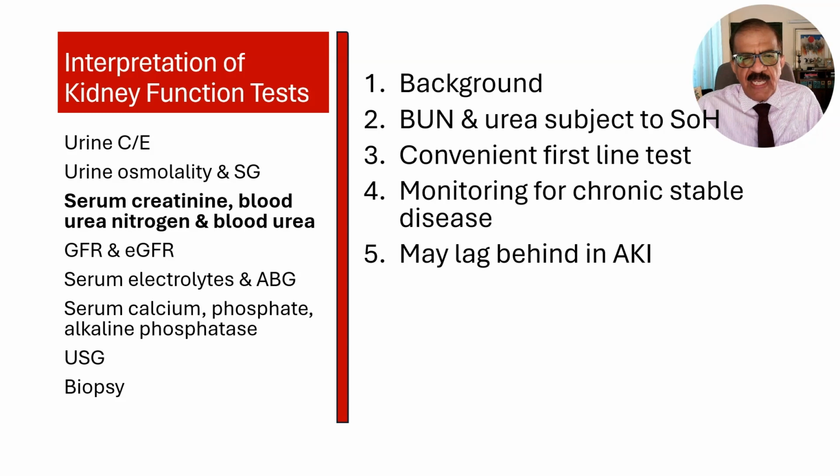In the acute setting, it may lag behind. In acute kidney injury, for example, if somebody has acute renal shutdown, there are many reasons why one could have it. In that condition, your GFR may be very low, but for a certain time your creatinine may still be normal, because creatinine increases by 1 milligram a day. So on day 2, kidney function may be 0, but your creatinine may be only 2. So in the acute setting, creatinine may not truly reflect the actual situation, but in chronic stable disease, it is a good test.